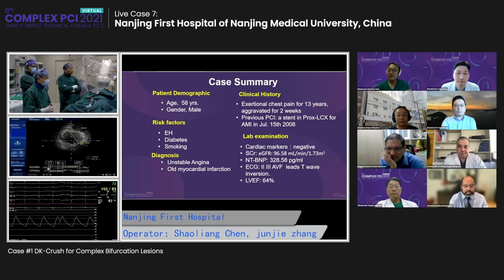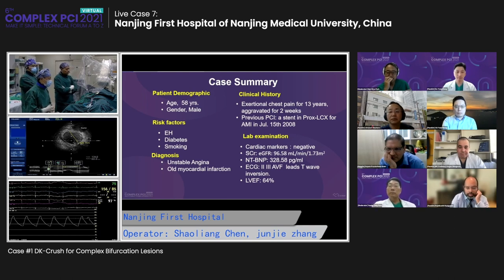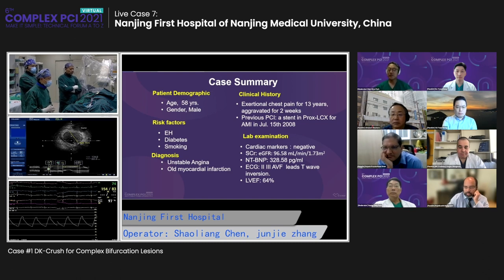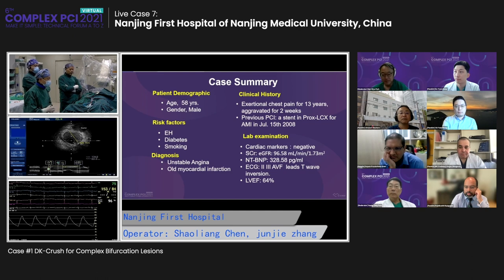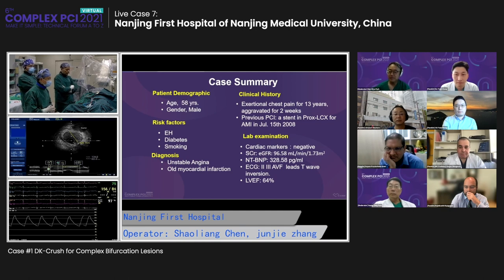Ladies and gentlemen, I'm honored to introduce my live case. This patient is a 58-year-old male with exertional chest pain for 16 years, worsened in the last 2 weeks, and admitted to our hospital. The patient had PCI for the circumflex because of an inferior wall myocardial infarction in 2008. The risk factors are hypertension, diabetes, and smoking. The cardiac biomarkers are negative, the eGFR is normal, and the ECG shows T wave inversion. Ejection fraction is normal, and the diagnosis is unstable angina.